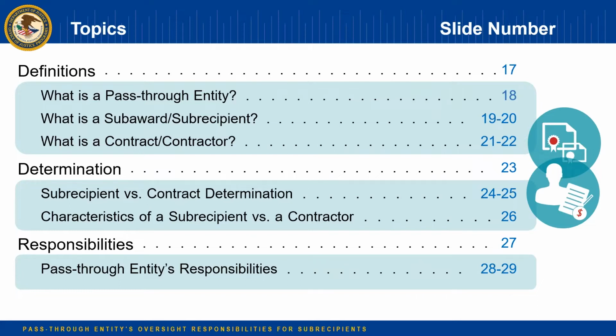Then we'll get into the responsibilities of the pass-through entity. So I'll be probably calling it the pass-through entity, the prime grantee. But again, it's their responsibility for oversight for these particular sub-awards that they're actually making.